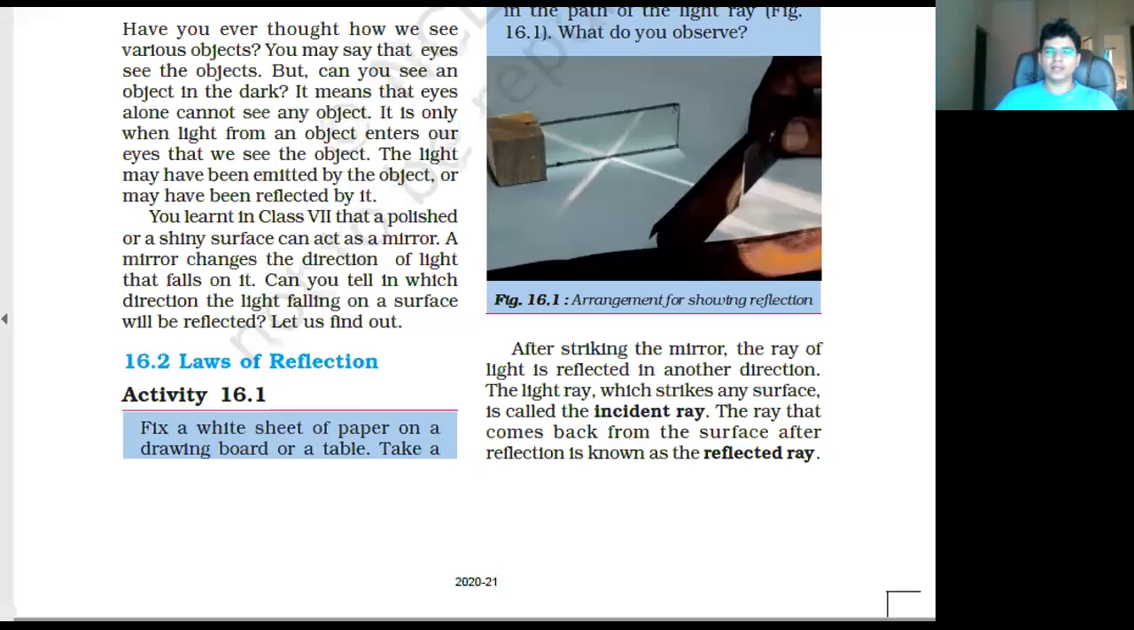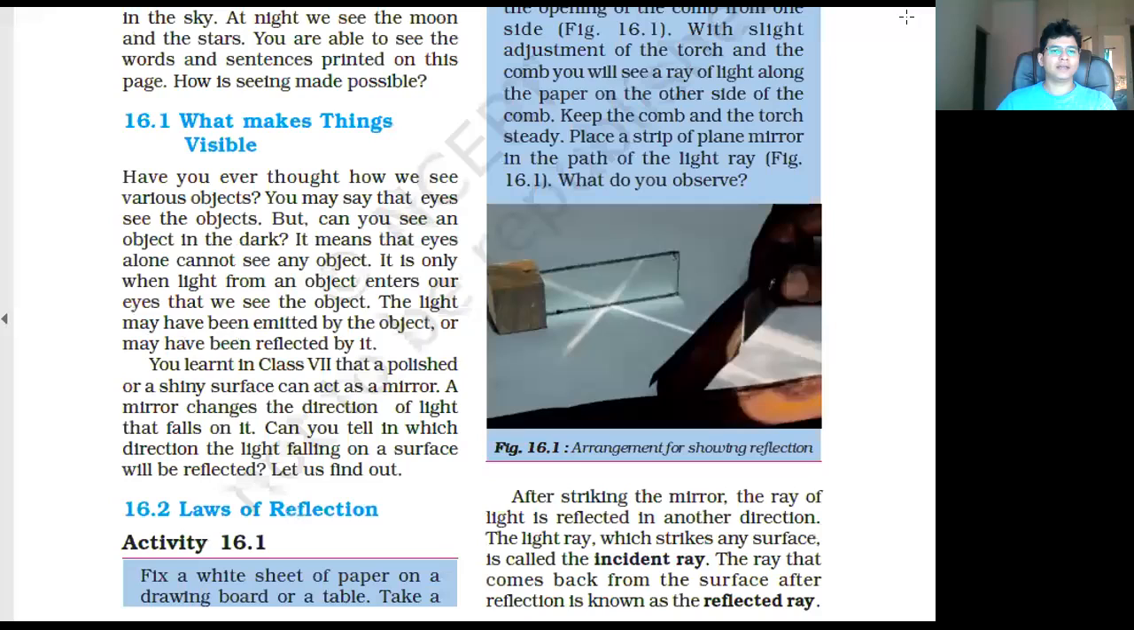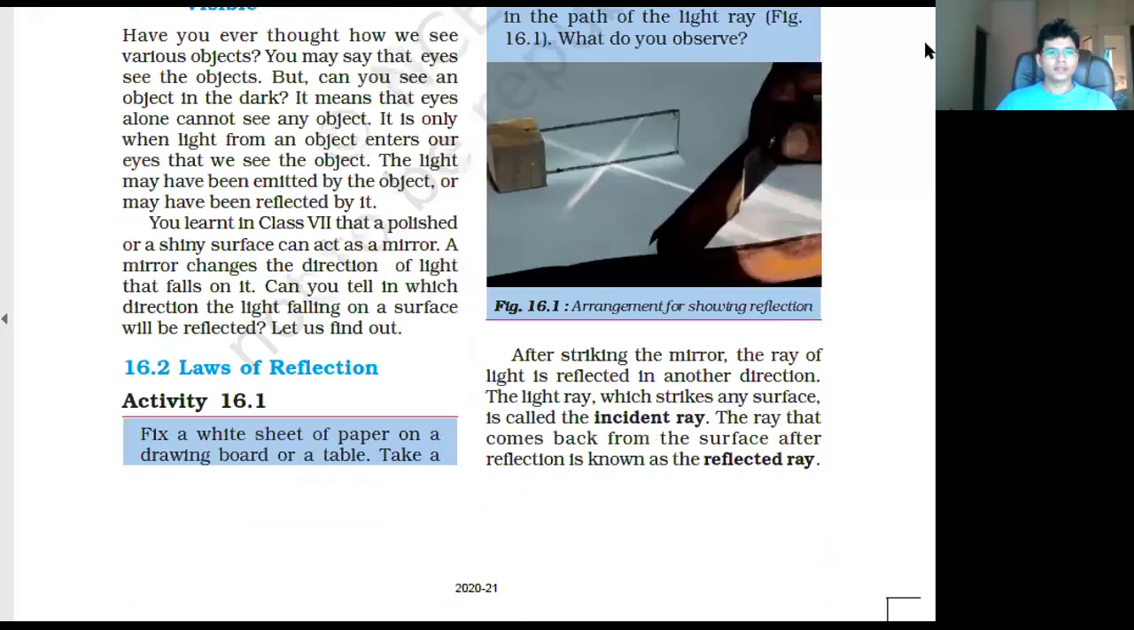Then we talked about reflection. What is reflection? How does reflection occur? What are the different types of reflection? I said that reflection is bending of light in the same medium, when light is striking any object. So we defined two types of rays: one is the incident ray, one is the reflected ray.